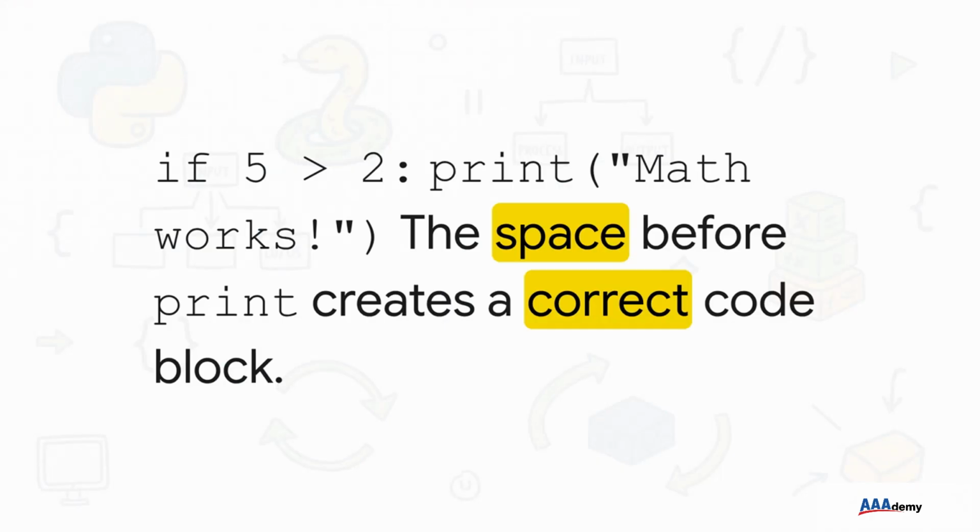And here's what it looks like when you do it right. It's actually super simple. See that little bit of space before the word print? That space, that indentation, tells Python, hey, this print command belongs to the if statement right above it. It's saying only print this message if 5 is actually greater than 2. That space literally creates the logic.